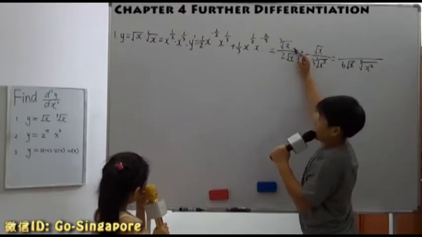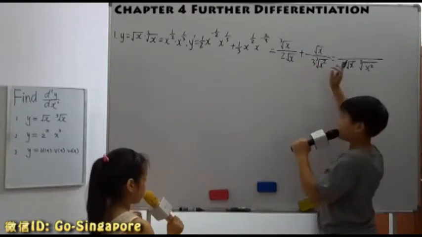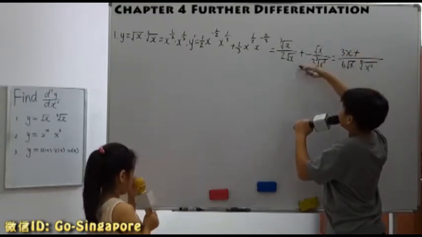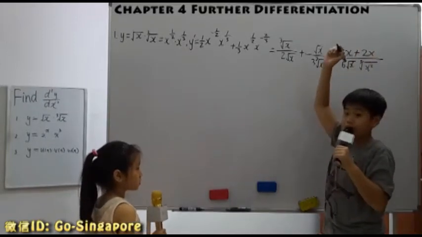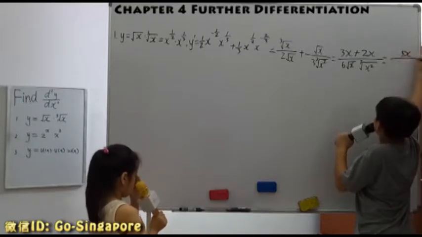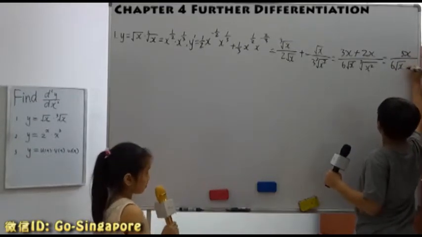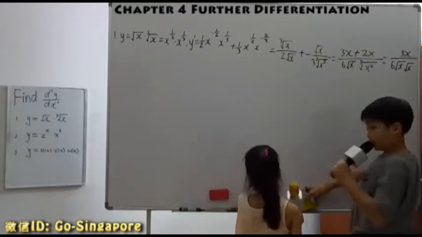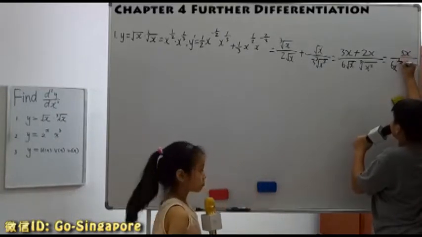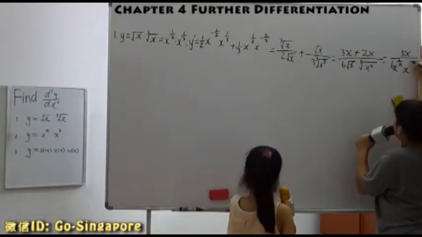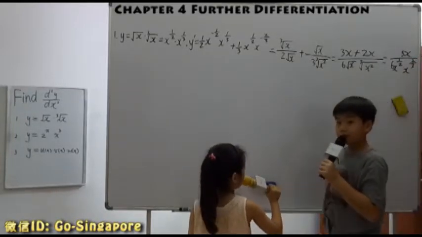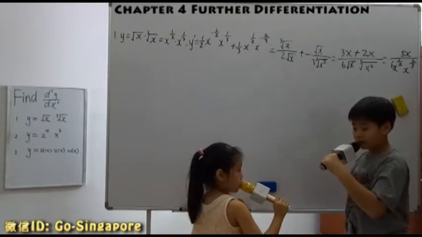So up here, you need to times this part, right? So like this, this is a 3x. Then here this will plus a 2x. So for this, this is actually a 5x. So for the denominator, we can actually write this as x to the power of half times x to the power of 2 over 3. Is this correct? Yes.